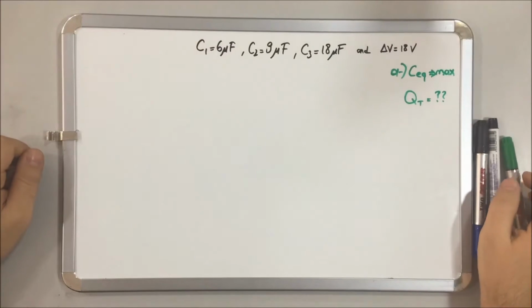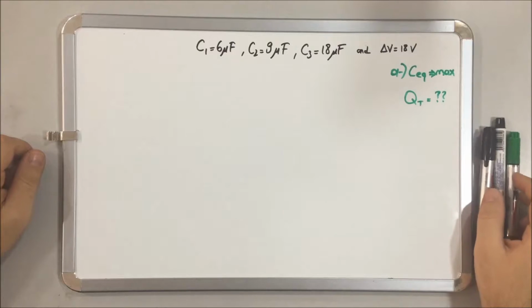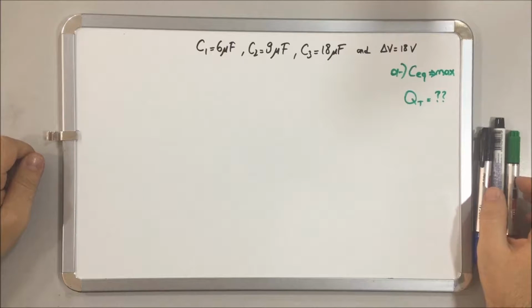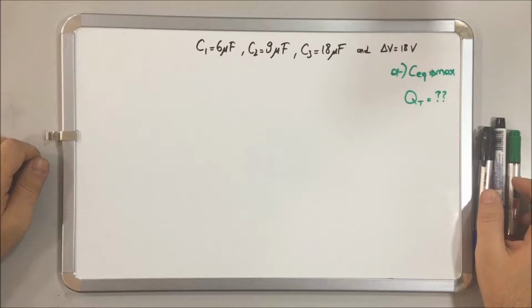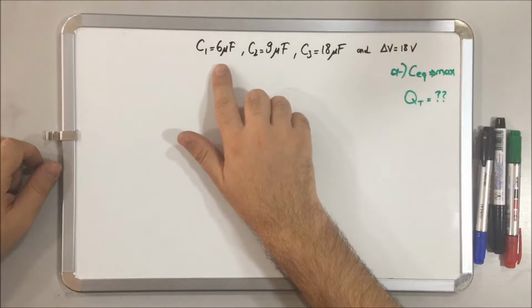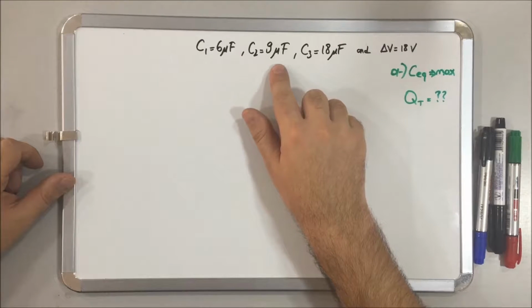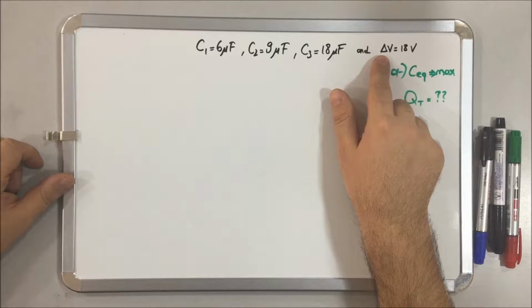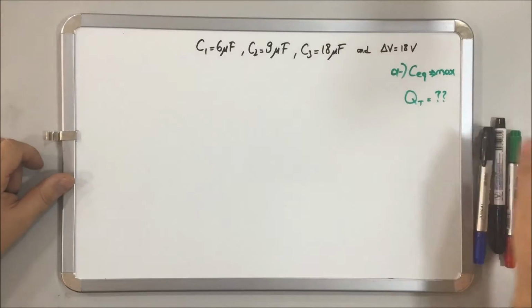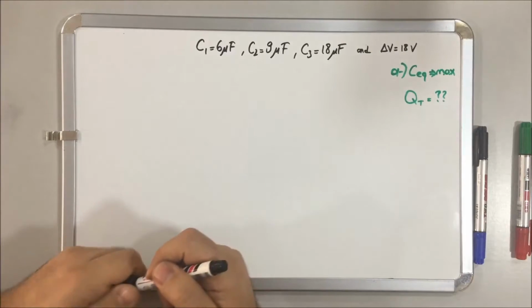Hello, welcome everyone. Now we are going to solve a problem. You have three capacitors, with capacitances C1 equal to 6 microfarad, C2 equal to 9 microfarad, and C3 equal to 18 microfarad, and an 18 volt battery is connected to them. Draw the circuit diagram.